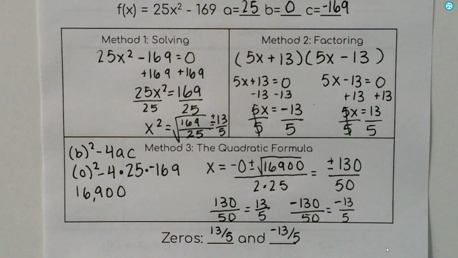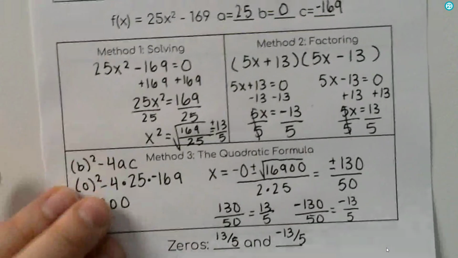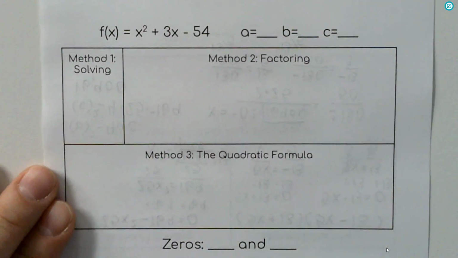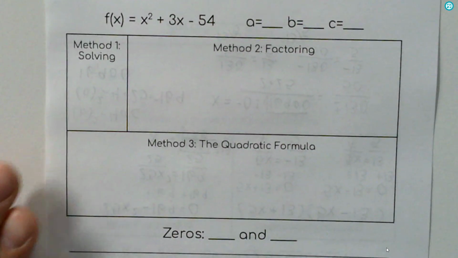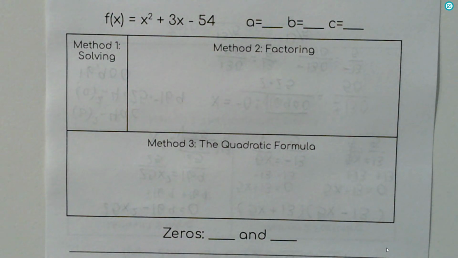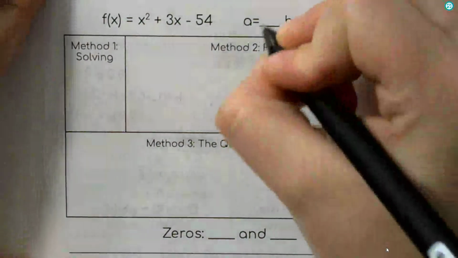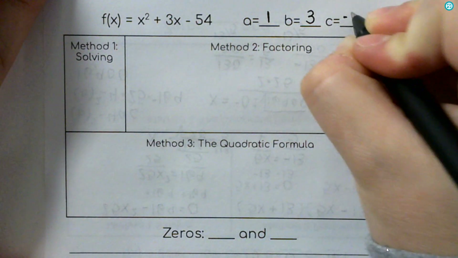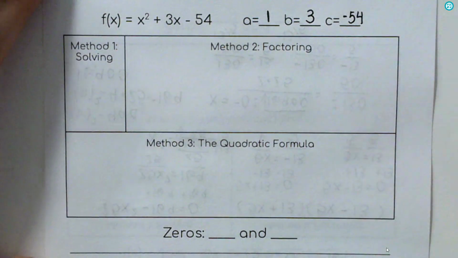All right, flip this over then. We've got 2 more on the back. All right, next one we've got is x squared plus 3x minus 54. Let's remember to do our ABC this time. So my A value is 1, my B value is 3, my C value is negative 54.